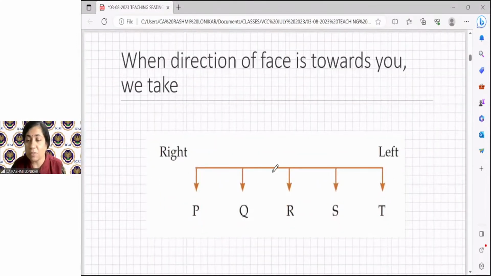When the direction of the face is towards you, we take this to be the right of P. Like when they say people are performing on the stage, in that case, what will happen? On your left will be that person's right hand. Okay, this is my left hand, and over there it will be P's right hand.